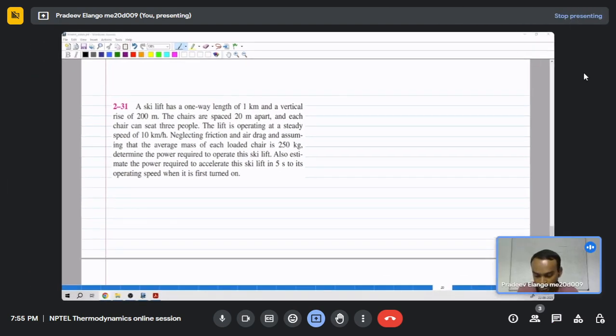A sky lift has a one-way length of 1 kilometer and a vertical rise of 200 meters. The chairs are spaced 20 meters apart, and each chair can seat 3 people. The lift is operating at a steady speed of 10 km per hour, neglecting friction and air drag, and assuming that the average mass of each loaded chair is 250 kg. Determine the power required to operate this sky lift. Also estimate the power required to accelerate the sky lift in 5 seconds to its operating speed when it is first moved on.